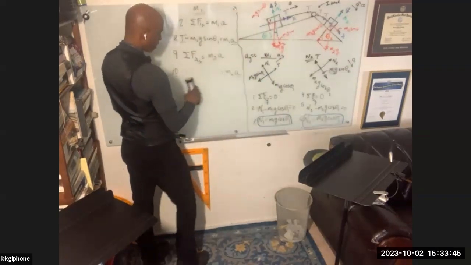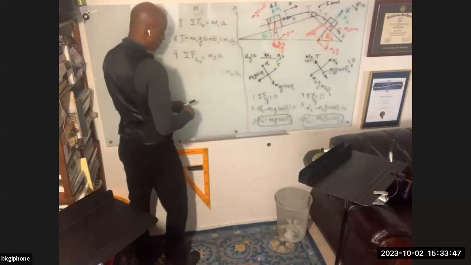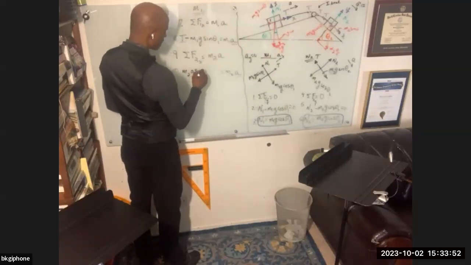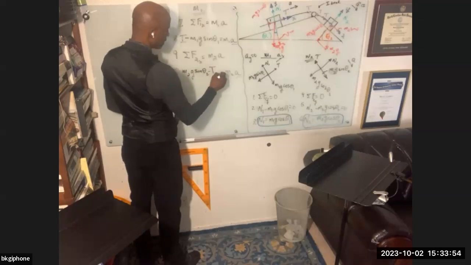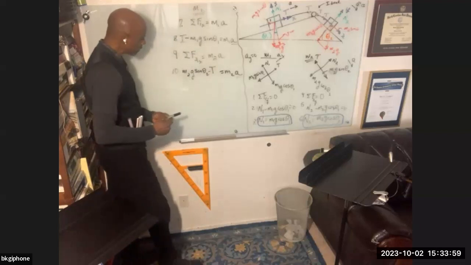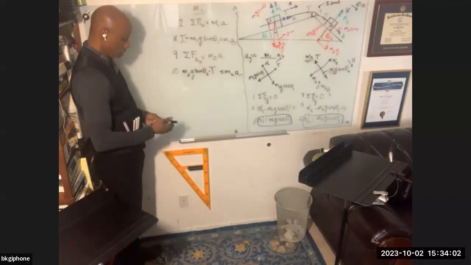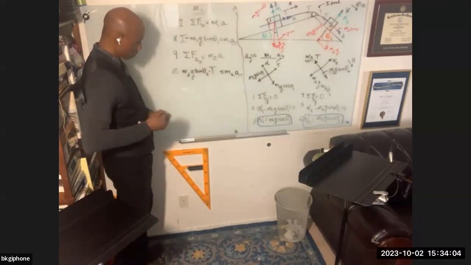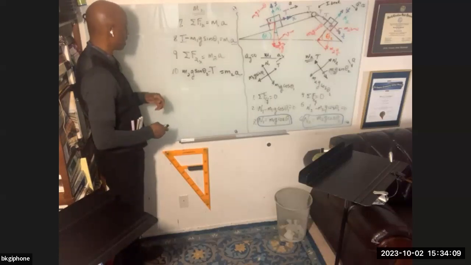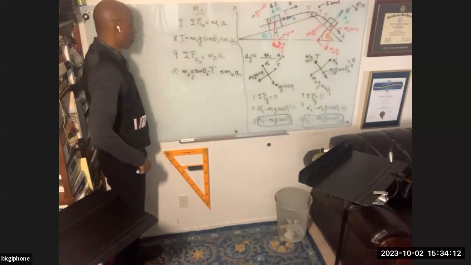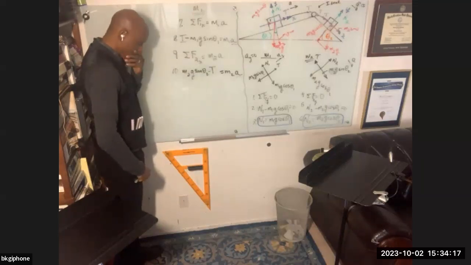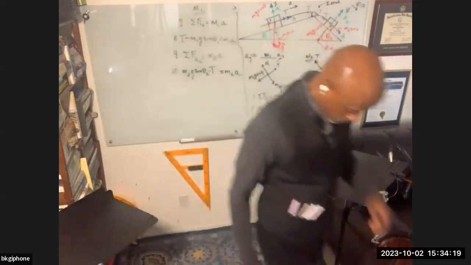All right. So this is wrong. It should be M2G sine of theta 2 minus T is equal to M2A. Now that's better. So again, A and T are the unknowns. So I can still do that little trick where I add equations 10 and 8, because I have T and minus T. So A has T and this has minus T. So when I add them, I will eliminate T.